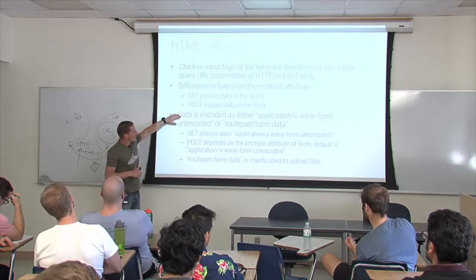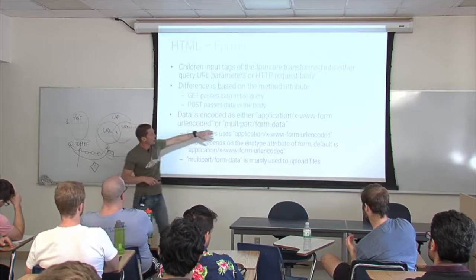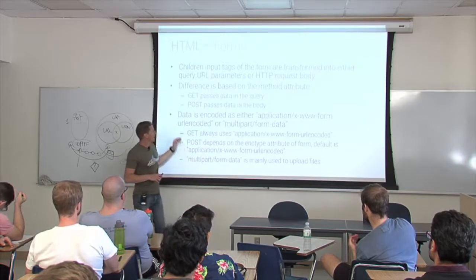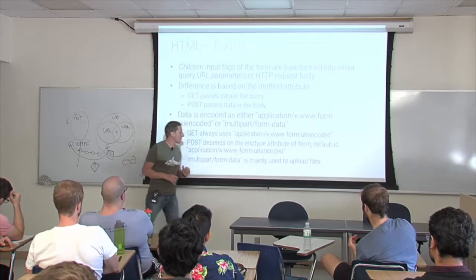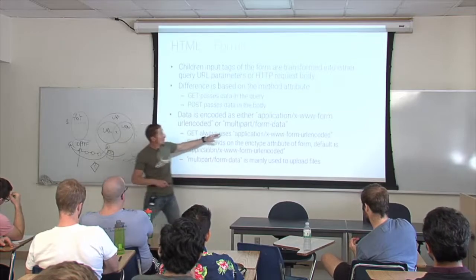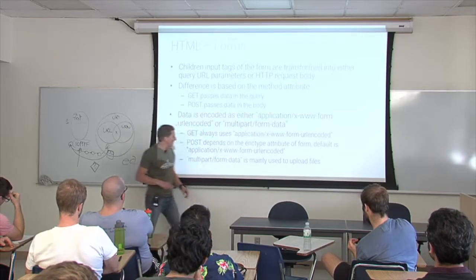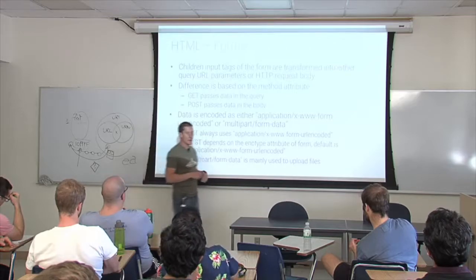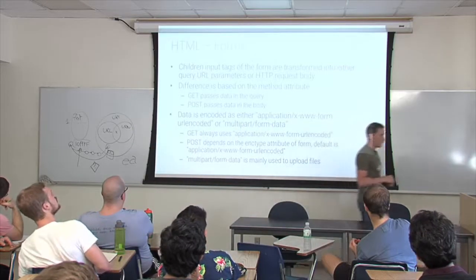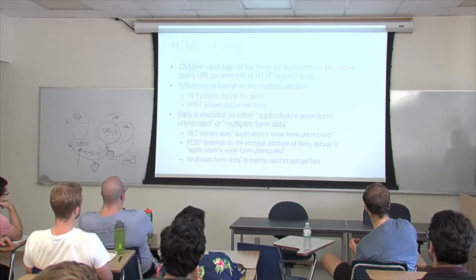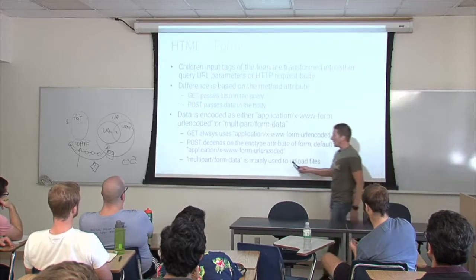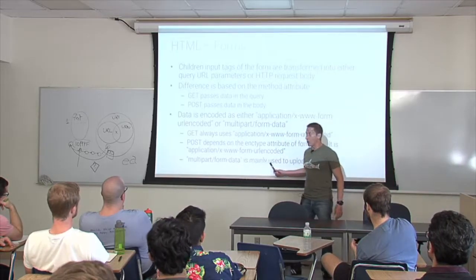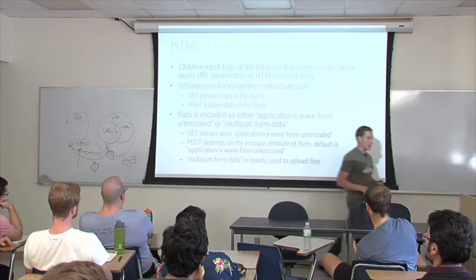Also, data is encoded in either application form encoded or multi-part form data. Get always uses the first one. We'll see what it means. And post depends, it can use one or the other. Okay. The multi-part form data, important, is used to, for example, upload large files and things like that.